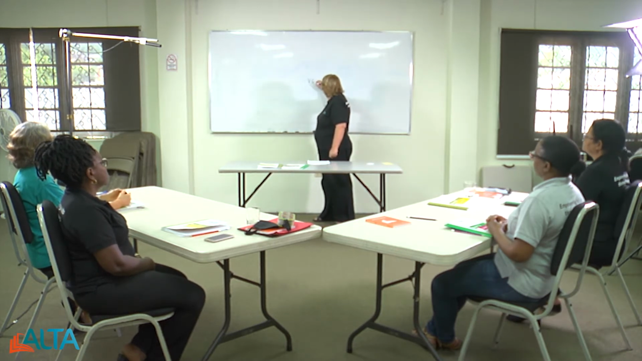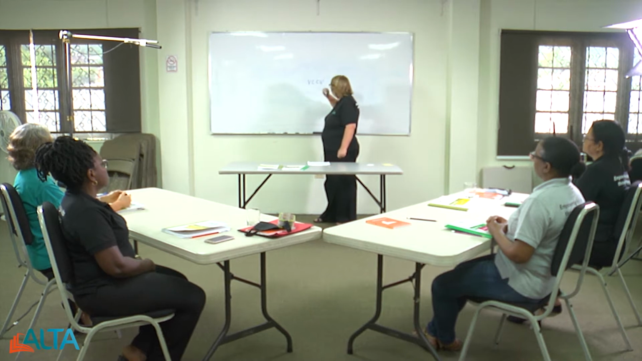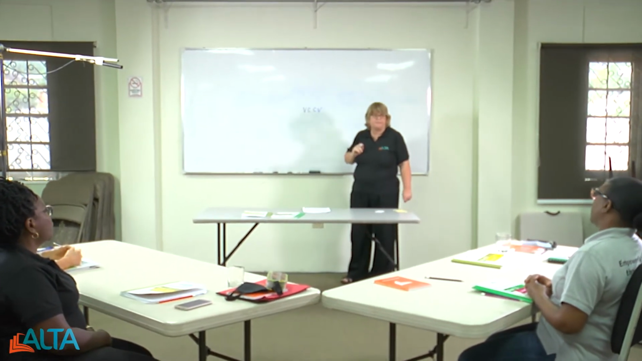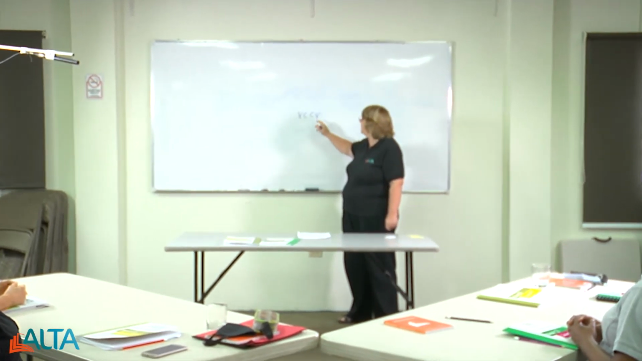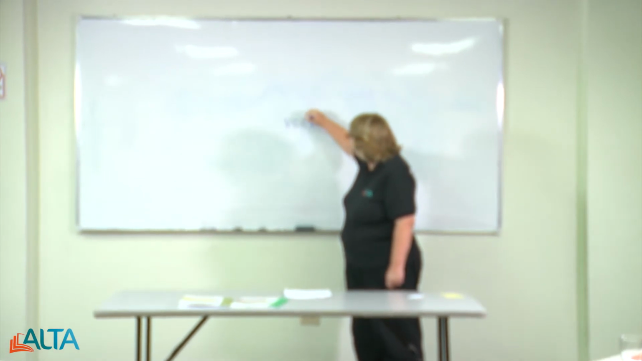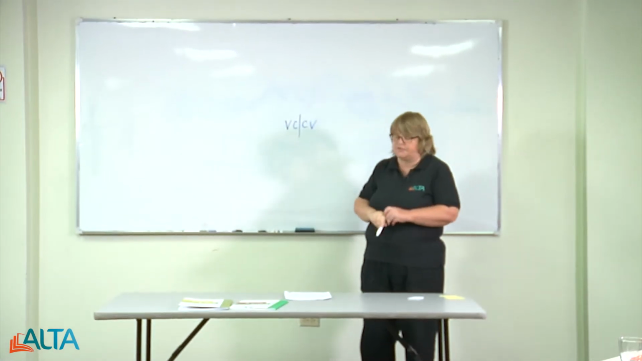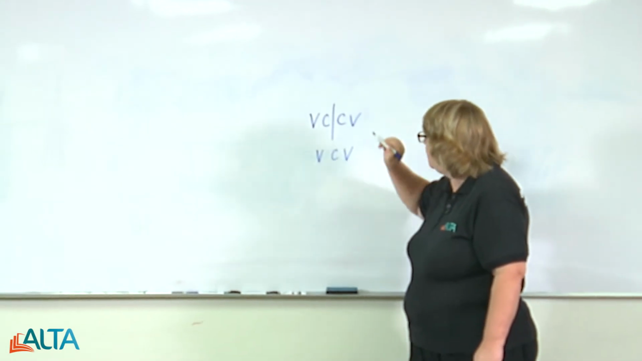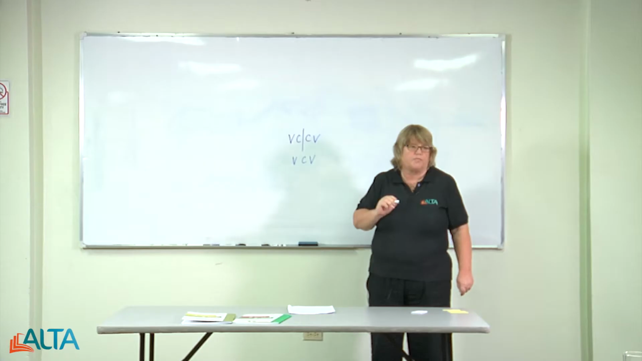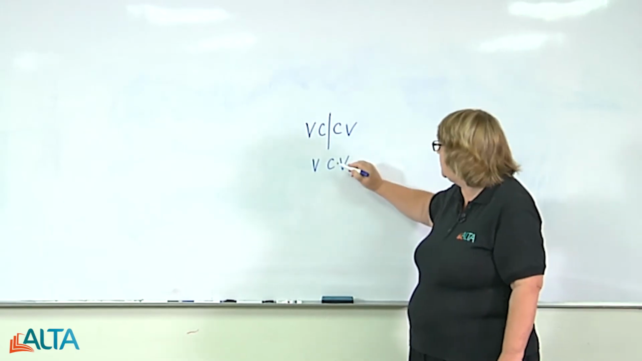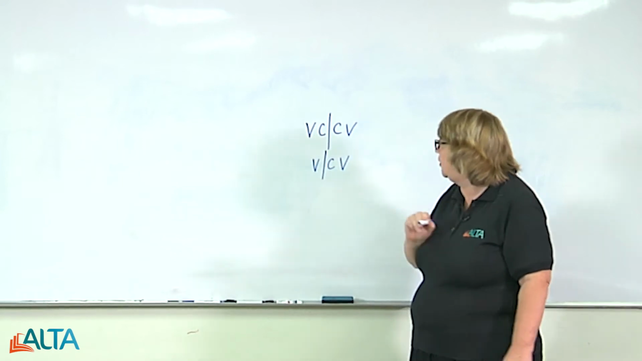So let's look at the rules we have learned. When we see this pattern in a word, where do we divide? Between the consonants. When two consonants come between two vowels, we divide between the consonants. Okay? What about this pattern? Where do we divide? Before the consonant. Okay, when one consonant comes between two vowels, we divide before the consonant.